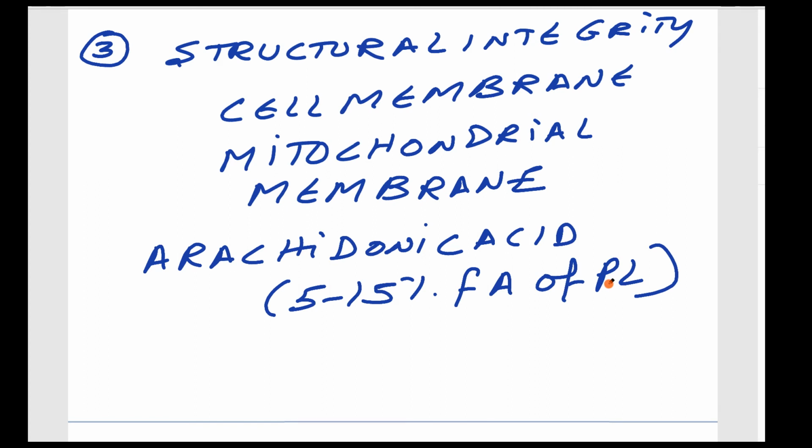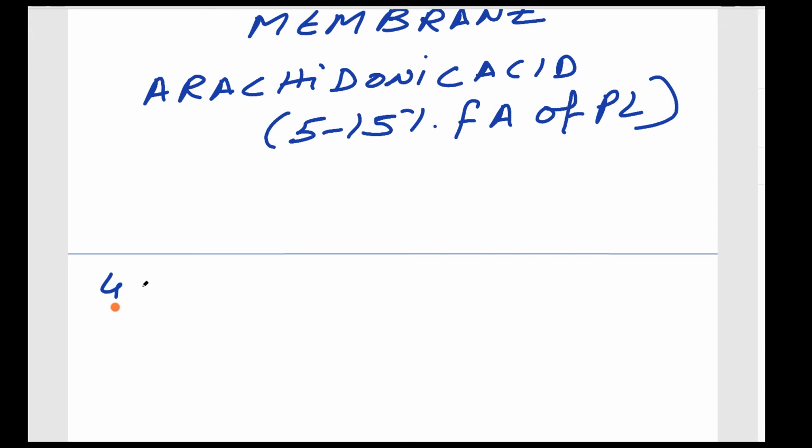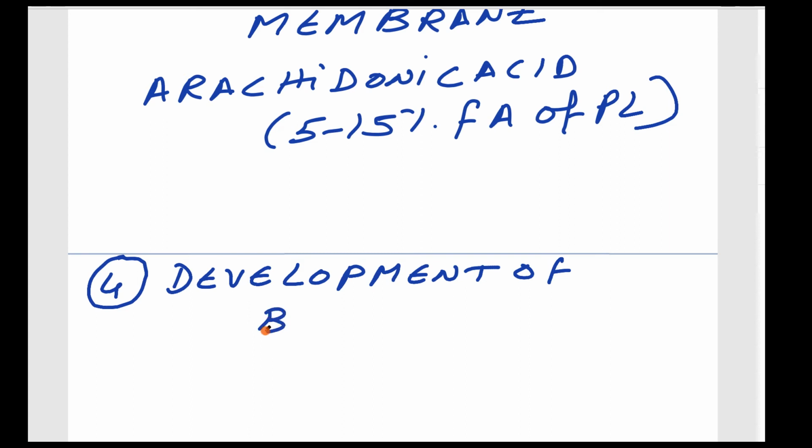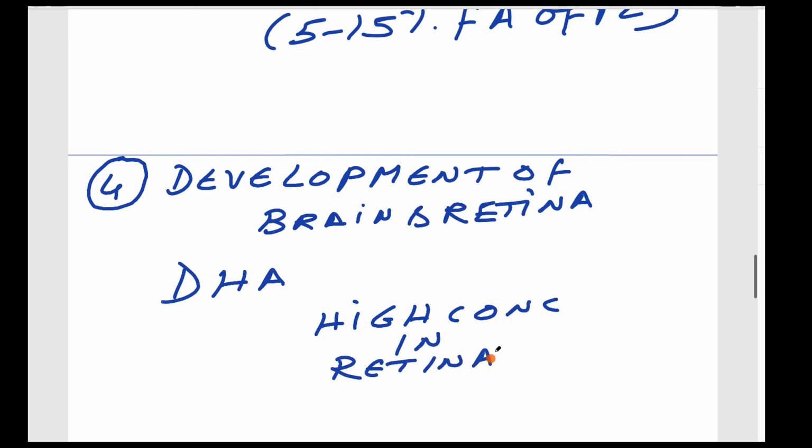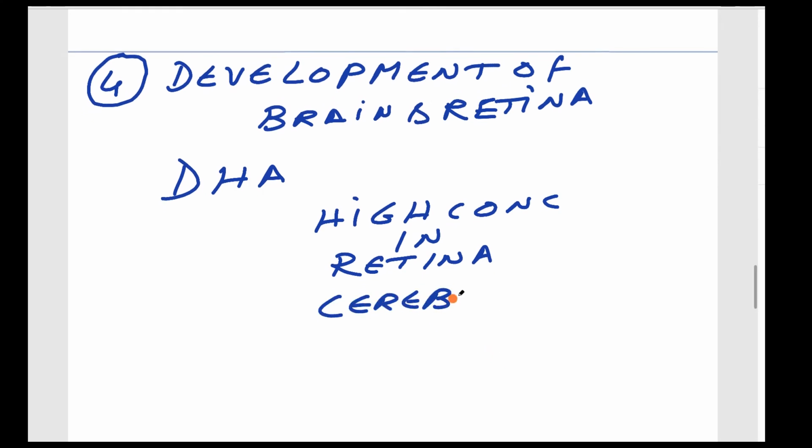The next one is the development of brain and retina. They are very important. Especially when you talk about DHA, docosahexaenoic acid, it is an omega-3 fatty acid. It is present in high concentration in the retina, cerebral cortex, and testes and sperm.